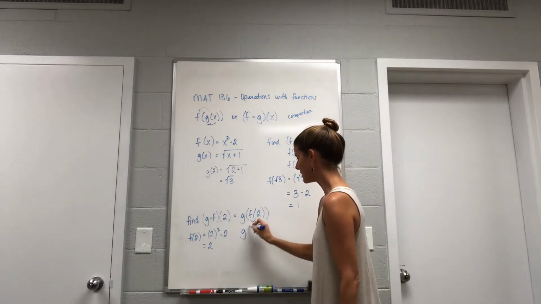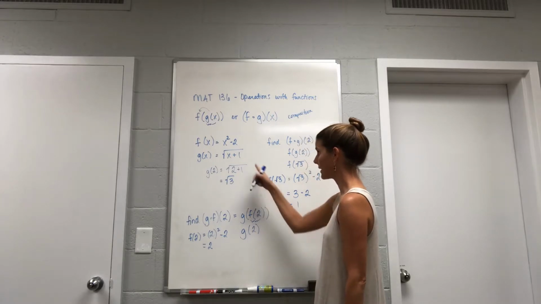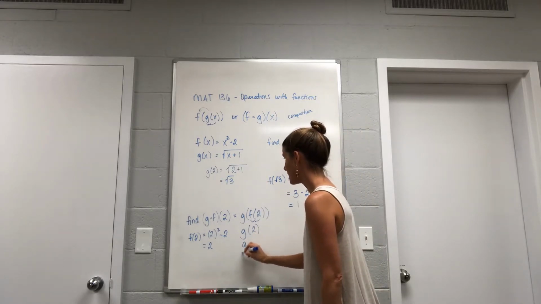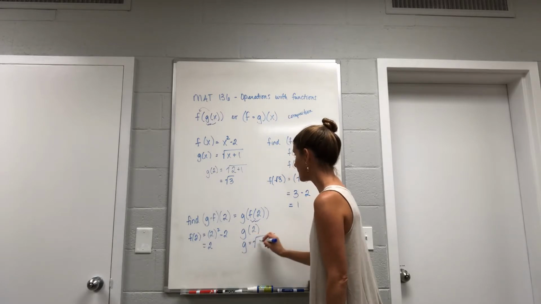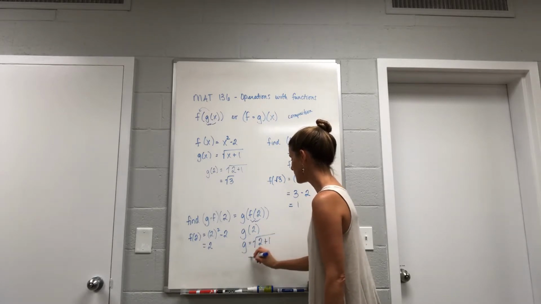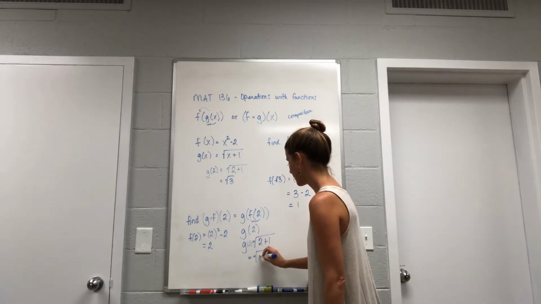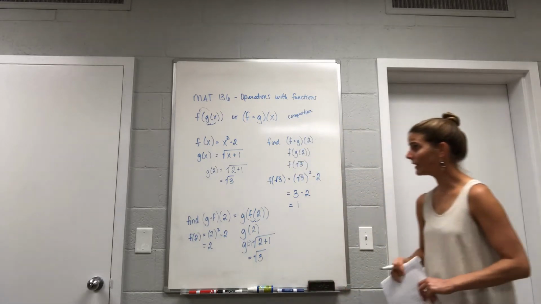So now I have g of 2, and I can just plug that directly in. And we actually already found g of 2 in the previous one. So g of 2 is equal to the square root of 2 plus 1, which is the square root of 3. I should have written that as g of 2, which is the square root of 3. All right, so that's composition.